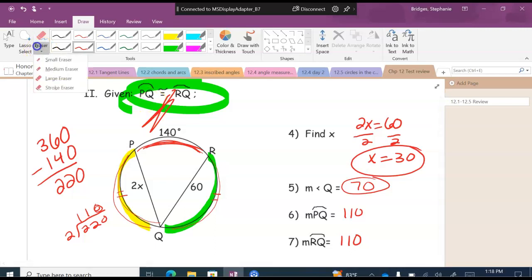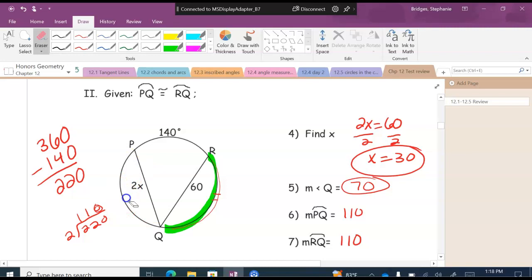Come on. I'm trying to erase all my markings so you can see.